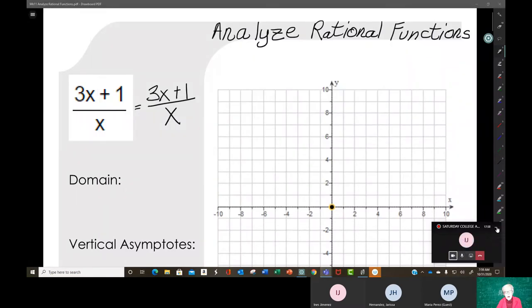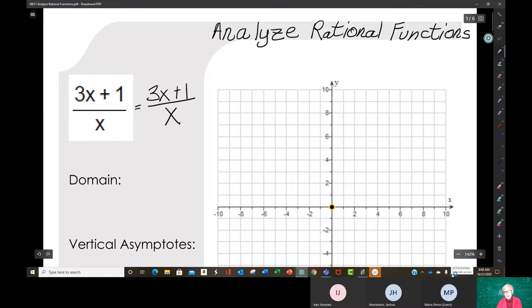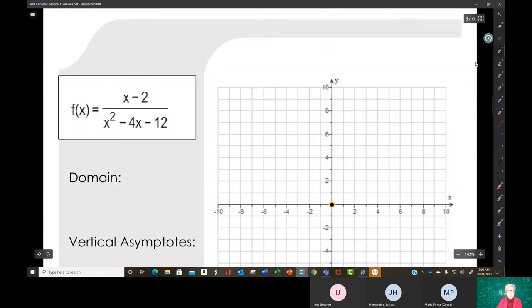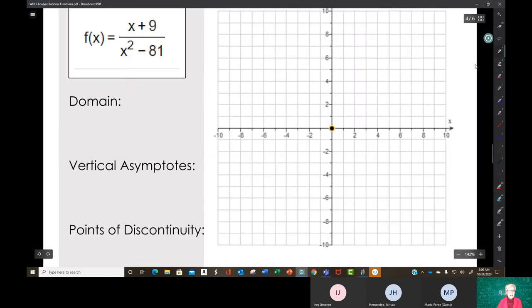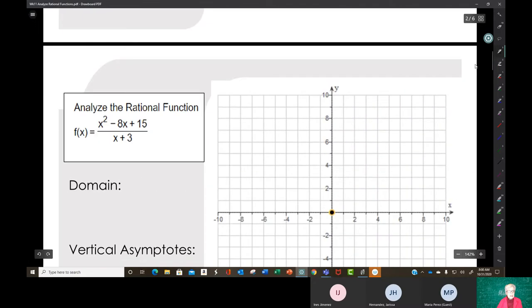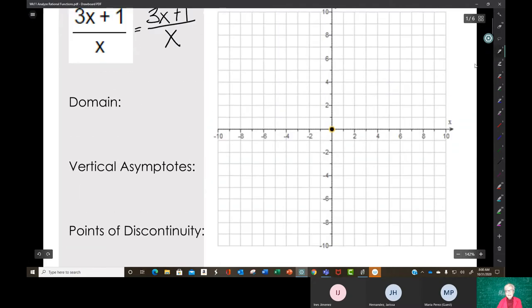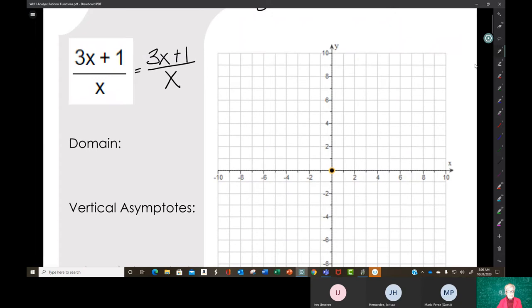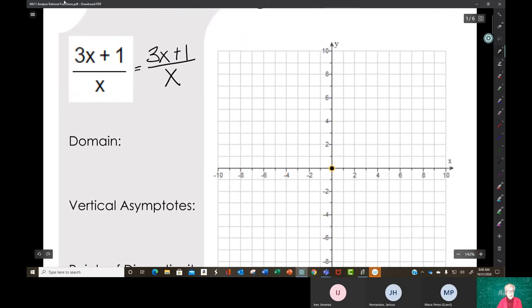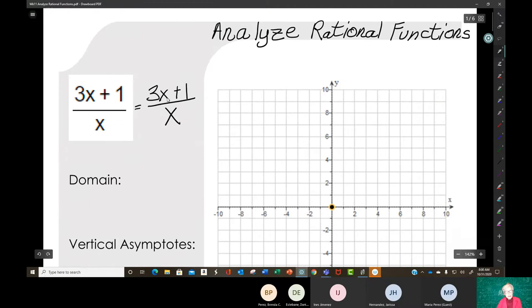So here we are. And we're going to start by analyzing over and over again, actually. I have a whole bunch of them here, about six. Analyzing rational functions. So yeah, I thought that was a little blurry, so I rewrote it. The first rational function we're going to analyze is (3x + 1) over x.